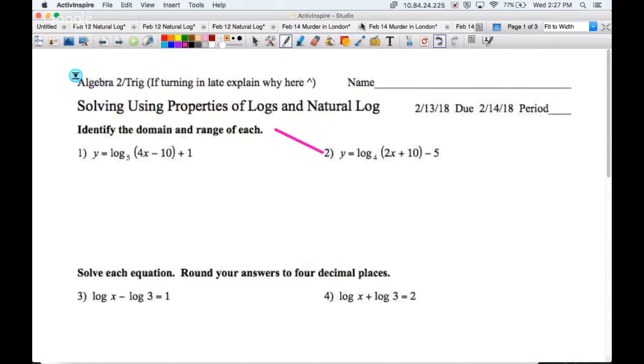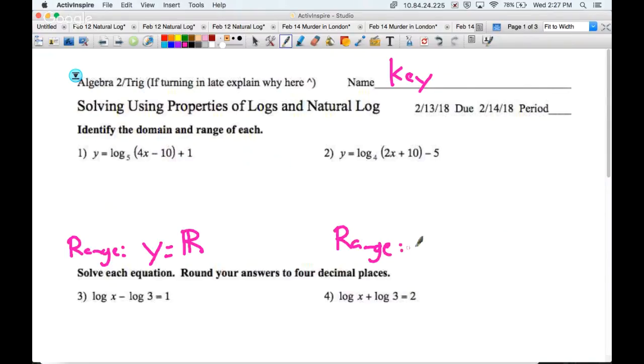Notice these are both logarithmic functions, so I can tell you the range right away. The range of any logarithmic function is going to be all real numbers. So the range is always y equals all real numbers. Use a double stroke R for that. Same with number 2, the range is that y is equal to all real numbers.